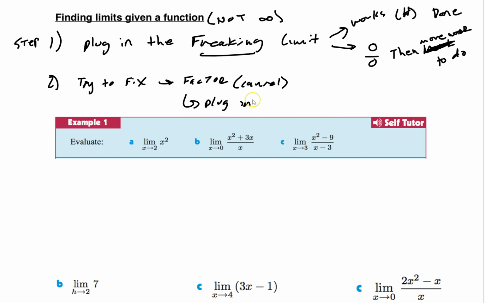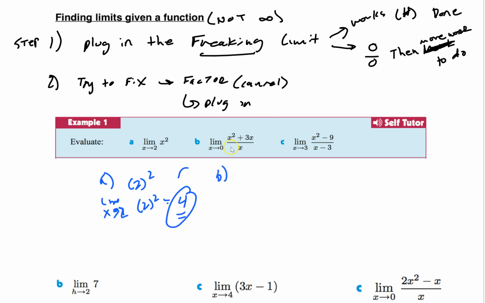So let me show you an example, or 3 examples, and then more examples. So a lot more than 3. Look at A here. Limit as x approaches 2 of x squared. So you know what I do? I plug that limit in. The limit as x approaches 2, plug it in: 2 squared. It's a 2, not a 1. And I get 4. Not 0 over 0. I'm good. That's my answer. Done. Answer's 4. Let's move on to the next one.